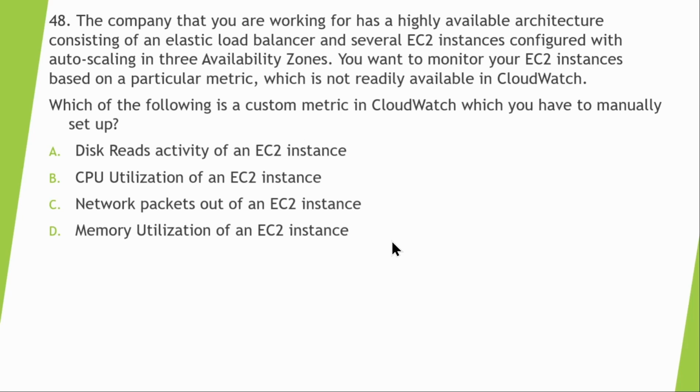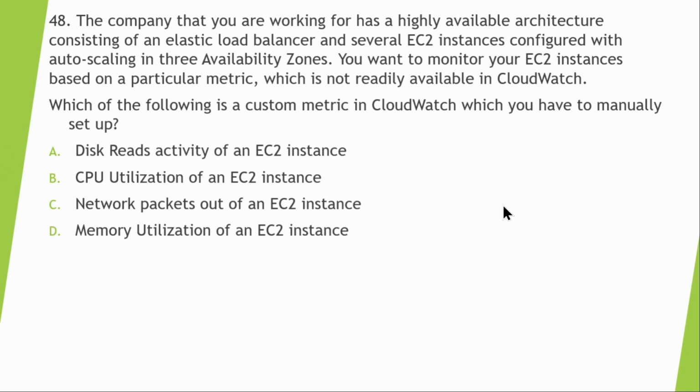So let's go and read the next question. The company that you are working for has a highly available architecture consisting of an elastic load balancer and several EC2 instances configured with Auto Scaling in 3 AZs. You want to monitor your EC2 instances based on a particular metric which is not readily available in CloudWatch. Which of the following is a custom metric in CloudWatch which you have to manually set up?